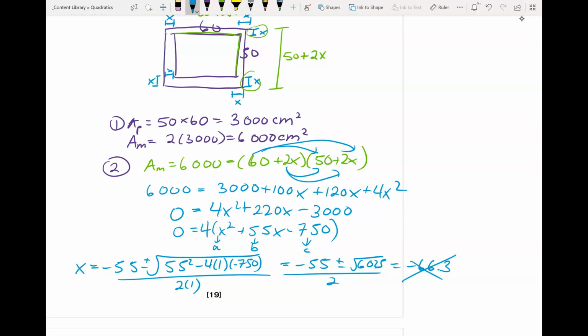Once you do negative 55 plus the root of 6,025 over 2, you're going to get positive 11.3. This is the value we want to take. It's positive, and that is our x value. So x is 11.3 centimeters. And that is the width of the strip of the exposed mat.